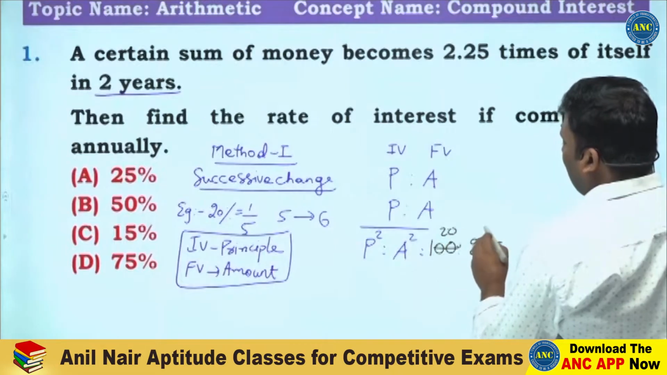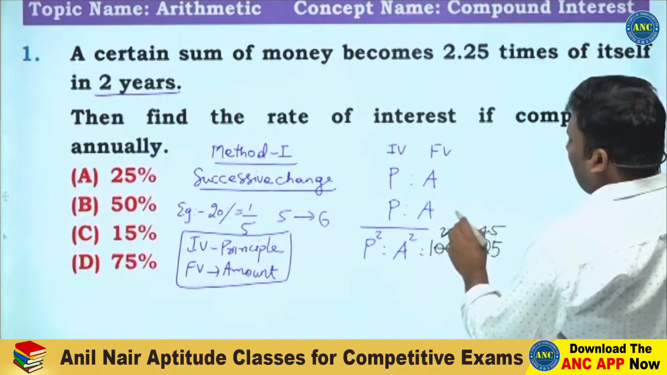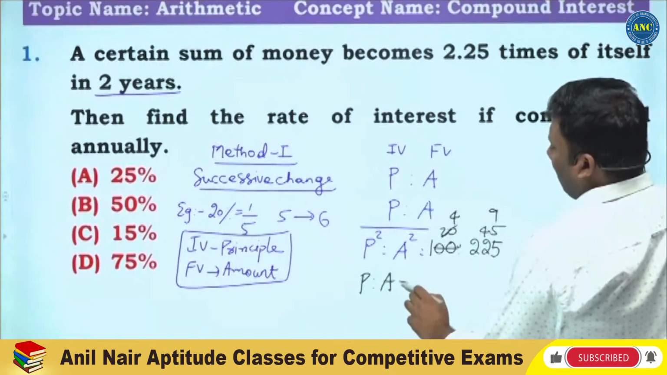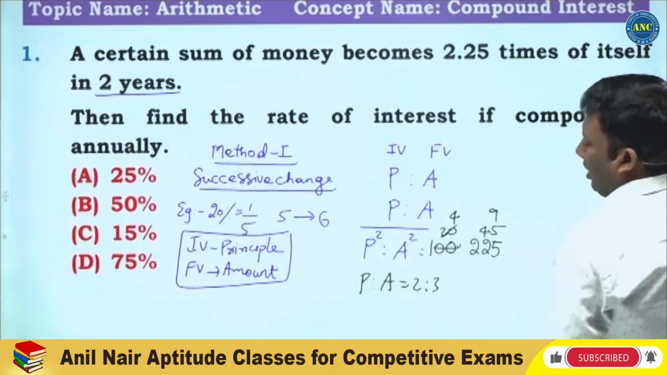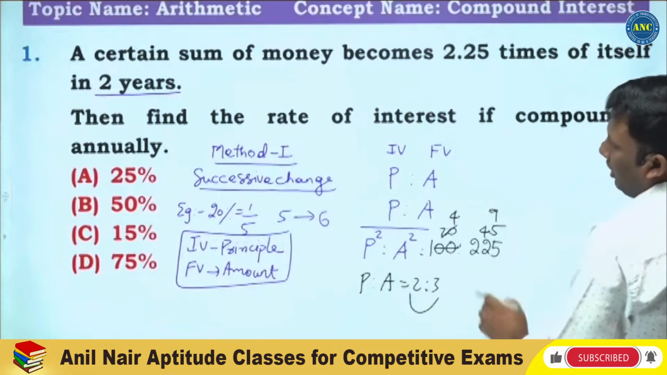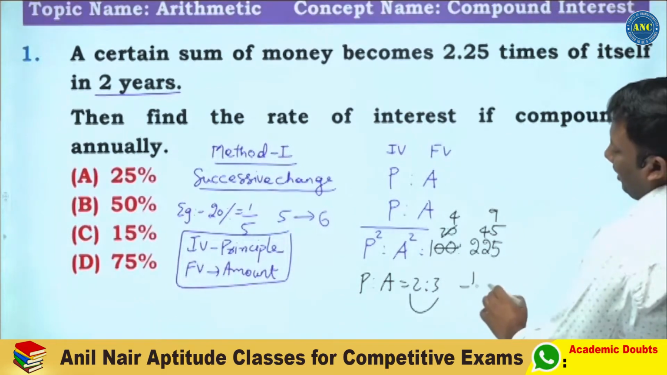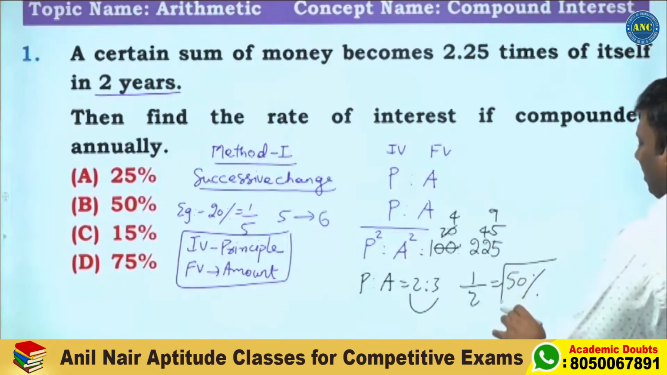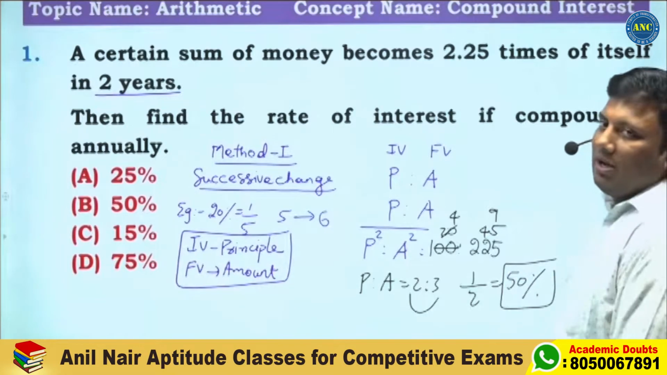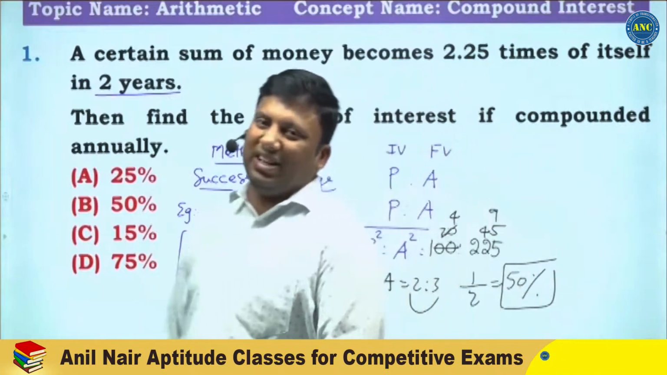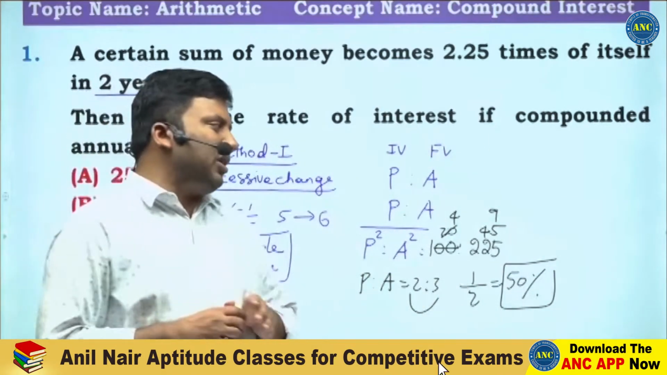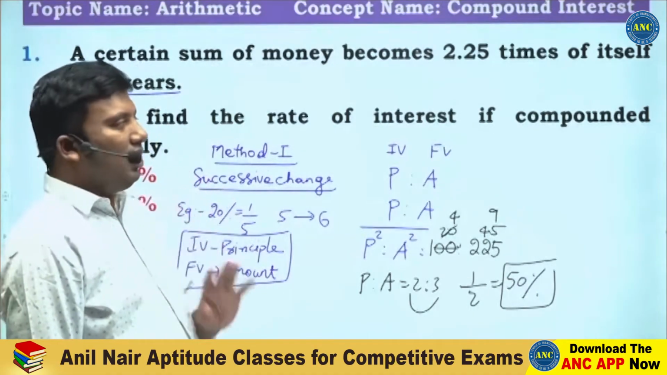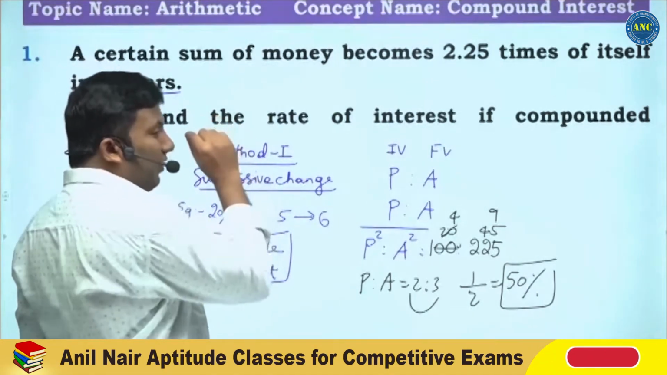5 20s are 100, 5 45s are 225, 5 4s are 20, 5 9s are 45. So P is to A is 2 is to 3. In 2 is to 3, in 1 year there is an increase of 1 on 2, which is 50%. This is the successive change method. Should I use this method in the examination? Ideally not.